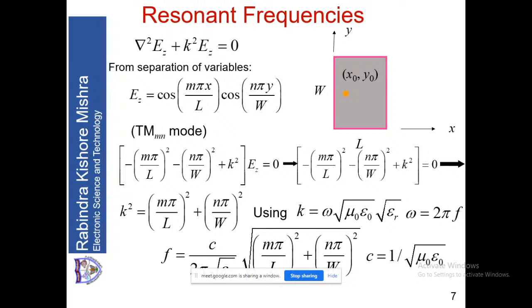The first part is pi by L, so pi will cancel out. F will be C by 2L root epsilon R.